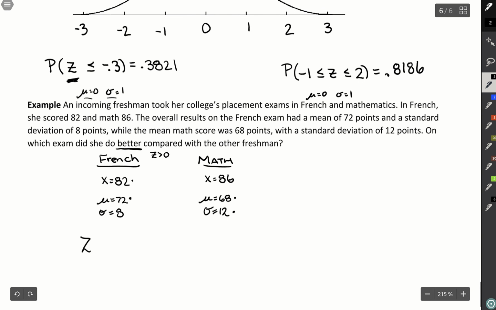So we need z-scores. So the z-score for the French test, we're going to take that 82 minus 72 and divide that by 8, and that'll give us a 1.25. Oops, and my pen stopped working there. I'll fill this in. We're almost at the end here. And then for the math test, the z-score would be 86 minus 68, divided by 12, and that would be a 1.5. So with that, thinking about distance away from the mean, that 1.5 is further above, which would mean that score is better.